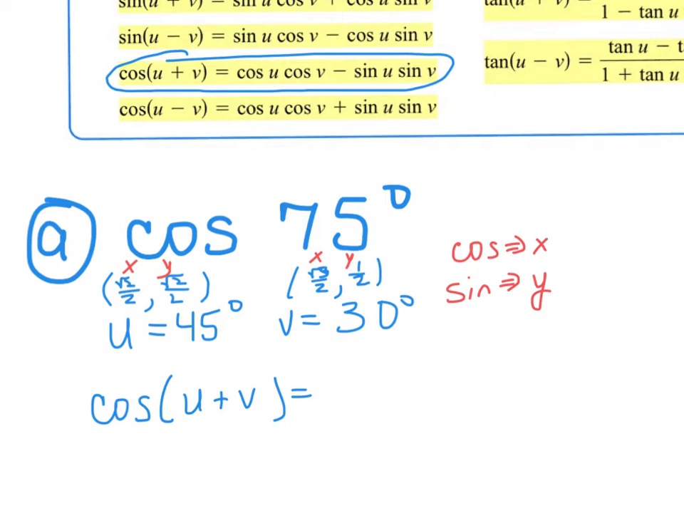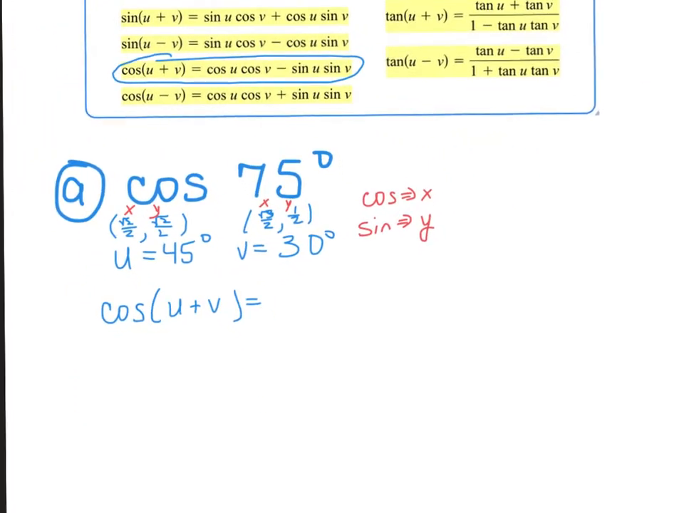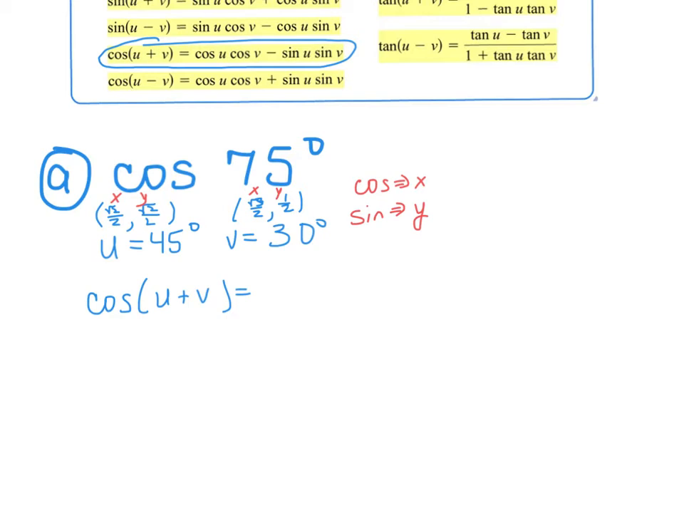So now, this is what I think you should do since this is brand new. Let's just rewrite the formula using 45s and 30s. So my formula says cosine of u, so I'm going to say the cosine of 45 degrees. And then it says times the cosine of what? V. So times the cosine of 30. What's that middle sign? Minus. That is not a typo.